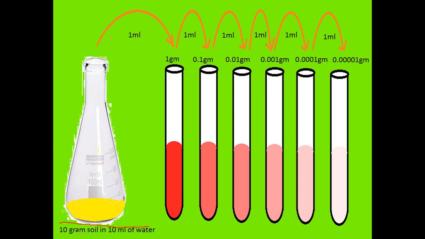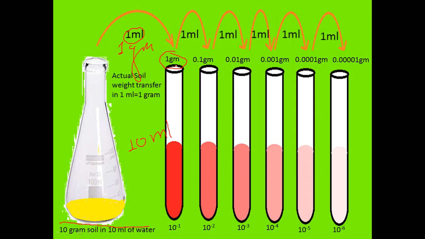So during the transfer of 1 ml of the water, this 1 ml of the sample will carry 1 gram of the soil. So here is this 1 gram of the soil. So in 10 ml of the water, there is 10 gram of the sample, and 1 ml carries 1 gram. Let me make it a little bit clearer from another slide which I have made.